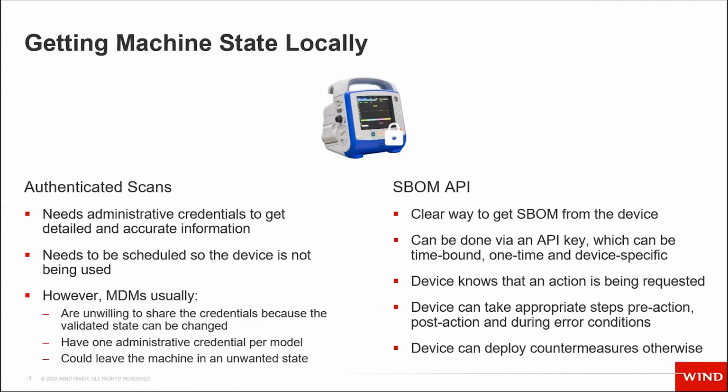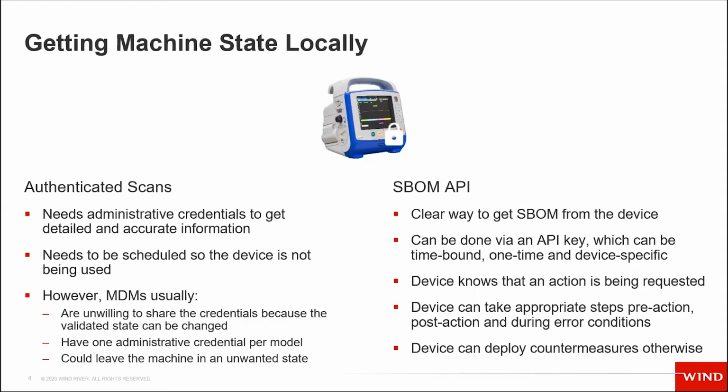So the Software Bill of Materials API, there's a clear way to get a SBOM or Software Bill of Material from the device. This could be done through an API key, which could be time-bound, it could be one-time and device-specific. The device, because the API is being used, knows that an action is being requested. The device could take appropriate steps, pre-action before the API is run, post-action after it's finished running the API, and during error conditions.